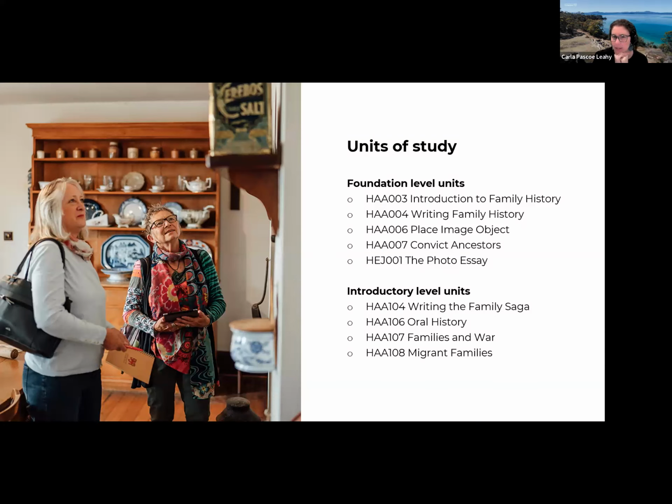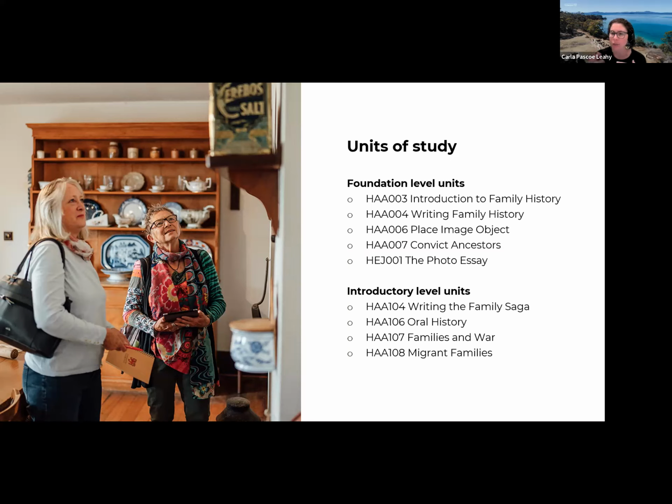We recommend that students start with the foundation level units and then the introductory units come after that, but we don't mandate that, to give you some flexibility. And as I said earlier, most students study either 1 or 2 subjects per term. So we recommend starting with Introduction to Family History, which is run in both term 1 and term 3 every year. And the other subjects are run just once a year.